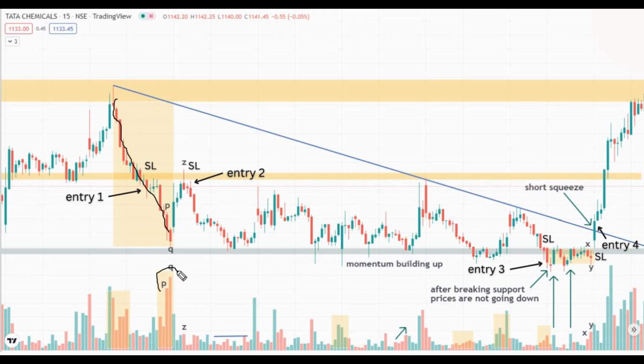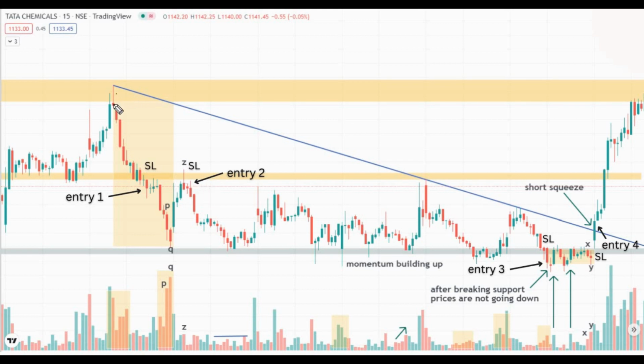There is a price and volume divergence at P and Q. So after seeing these two candles, and also there is buying of the lows, we should definitely exit our trade around here.